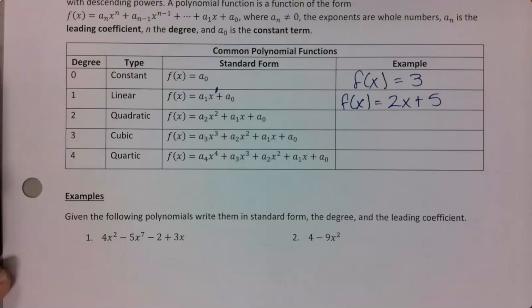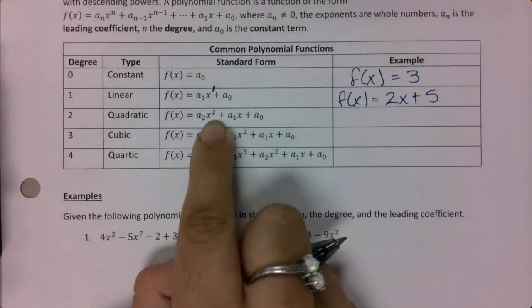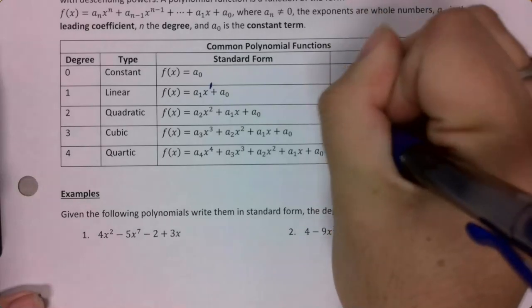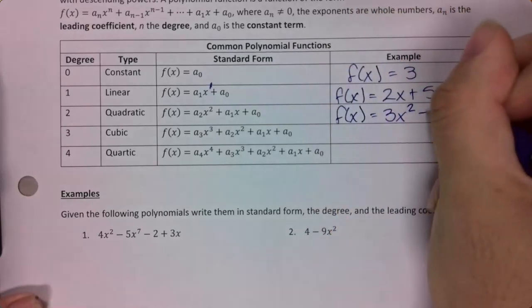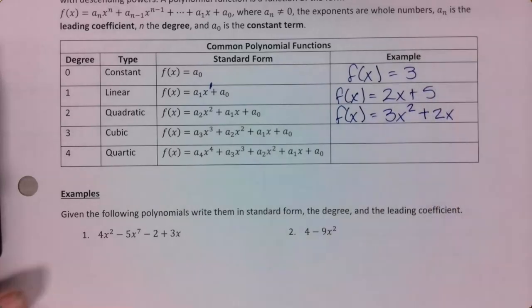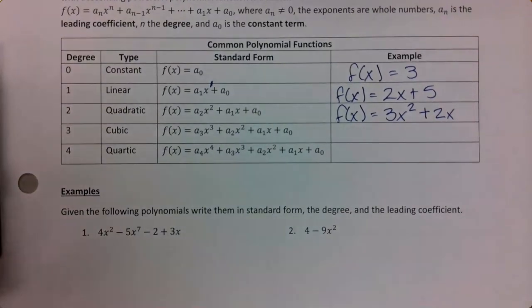Okay. The second one is quadratic. I only look at my first term, so my highest exponent here is 2, and that's how I can tell it's quadratic. An example of this would be f of x equals 3x squared plus 2x. When I have a quadratic, the most important part is that the highest exponent is a 2, and then I don't have to have 3 terms. I can have 1 term, 2 terms, or 3 terms for a quadratic.